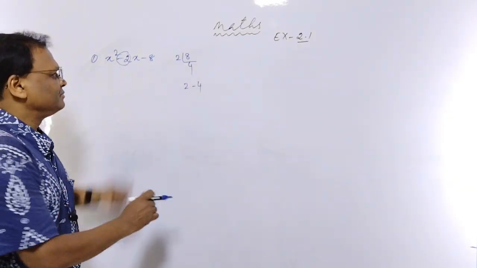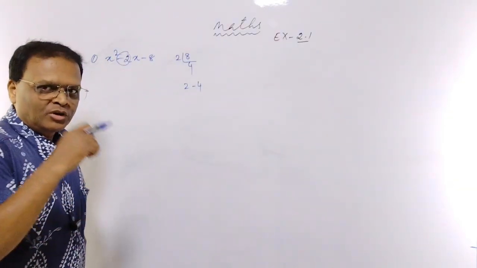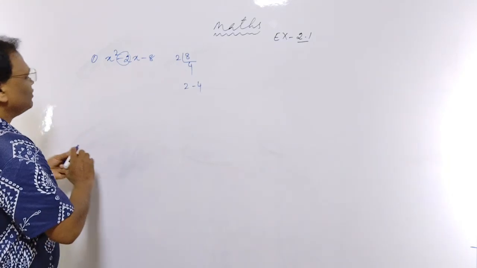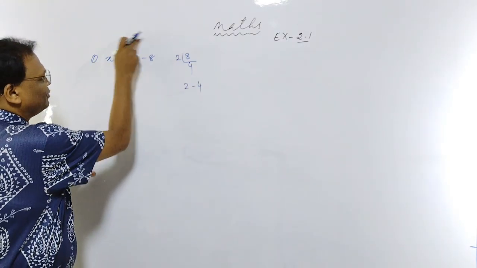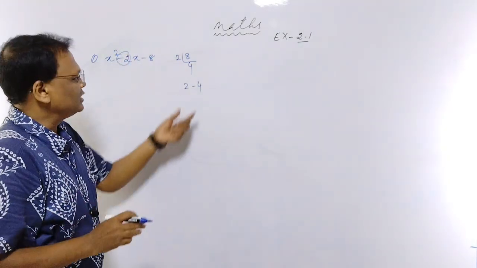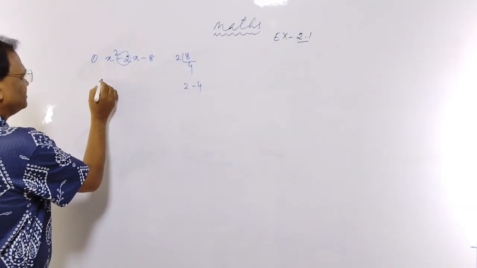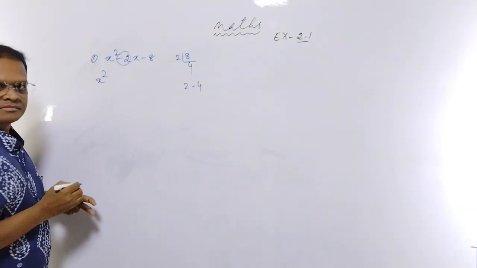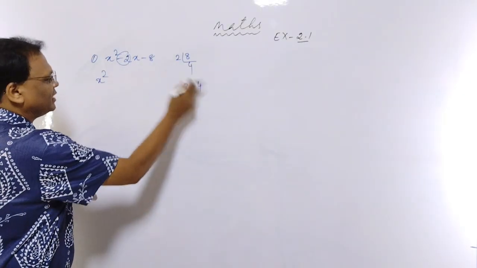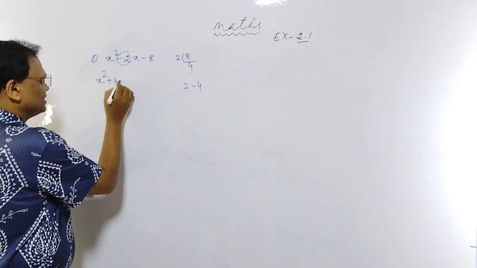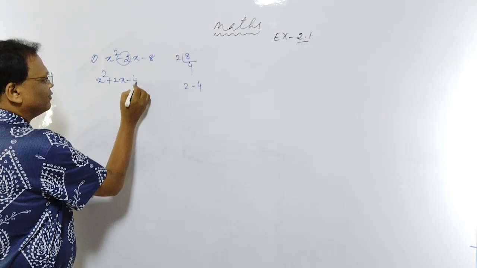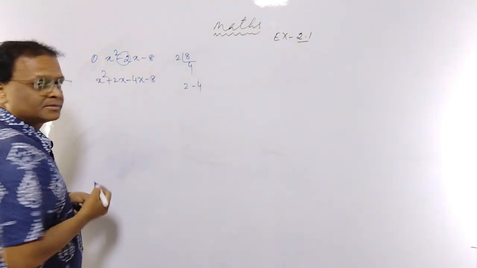And if you multiply 2 into minus 4, 2 into minus 4 is minus 8. And here also I am getting minus 8. 1 into minus 8, minus 8. So these two numbers I can take. You can write x square instead of minus 2x. Let me write this one: plus 2x minus 4x minus 8.